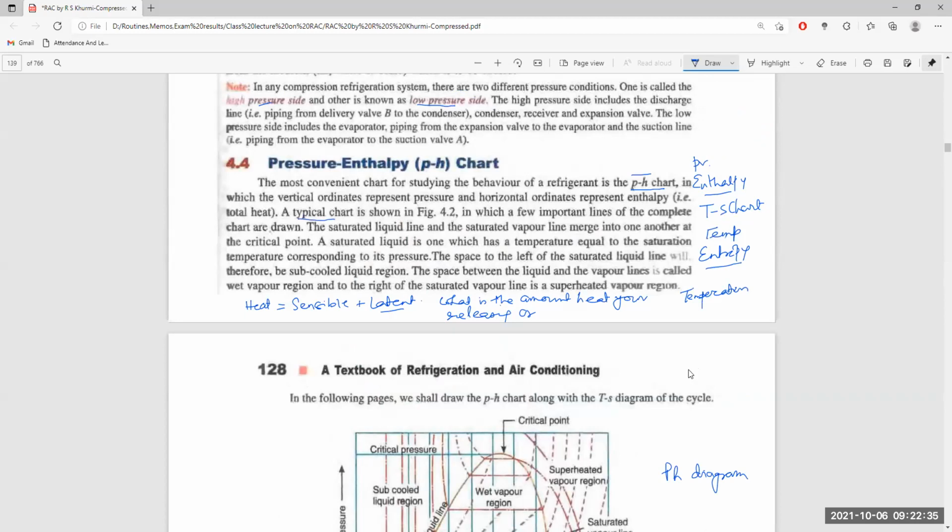In this chart, a few important lines of the complete chart are shown. This chart is actually much bigger. This is nothing but a psychrometric chart. It has much more complications involved in it. It is not this simple.